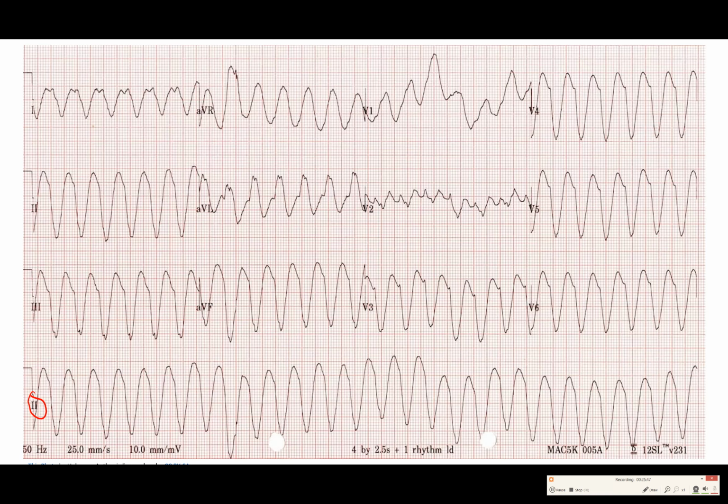So first question, though, that you always come to is it regular or irregular? And let's say that these are the R waves. They march out pretty regular. So we actually have a regular tachycardia. So we've got, let's see, here to here, that would be 300, that would be 150. So our heart rate's about 150.